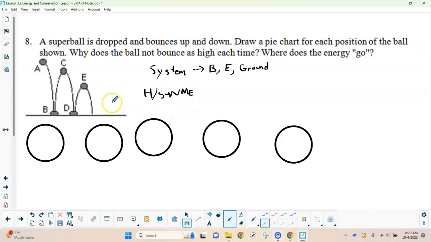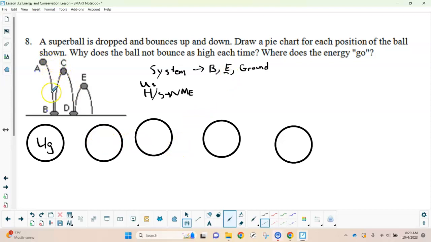Also, when it's compressed here, that's going to be the spring potential energy. Even though it's not a spring, it's the elastic potential energy of that ball. So if we start out at the beginning, what kind of energy does it have? I would call that just all gravitational. So that's UG. And again, you need the Earth to have gravitational potential energy.